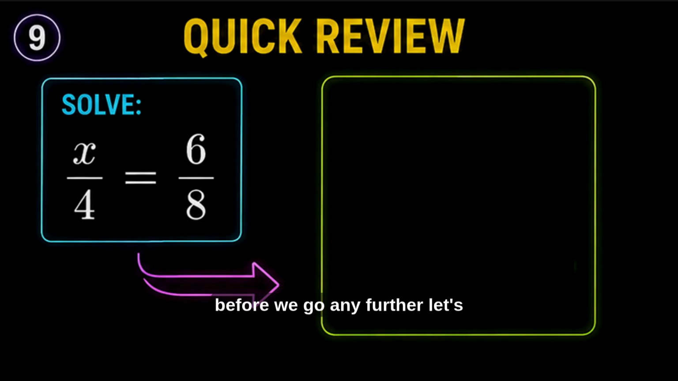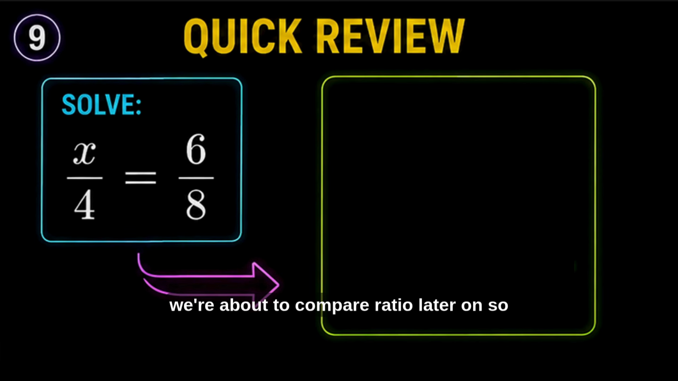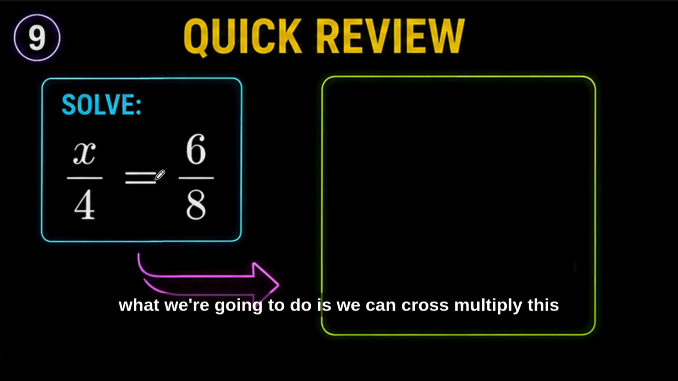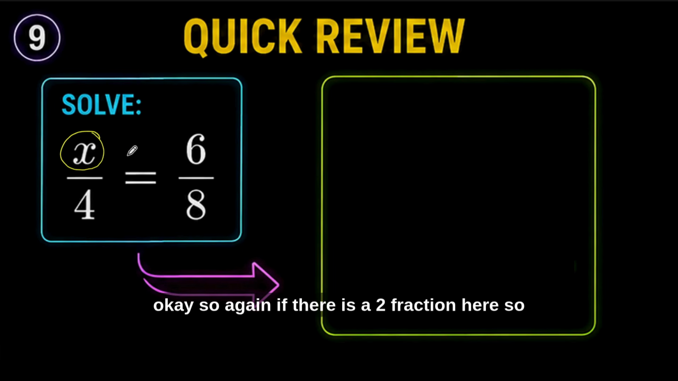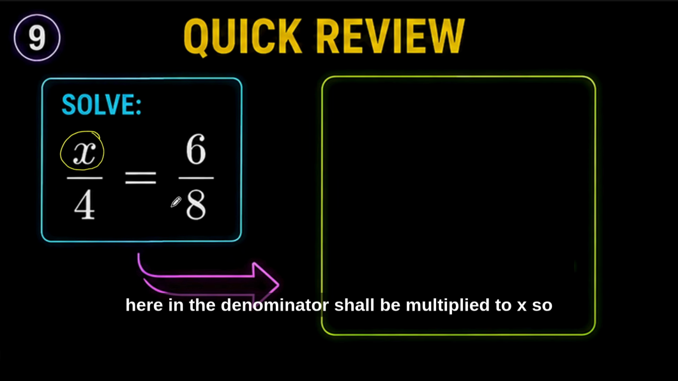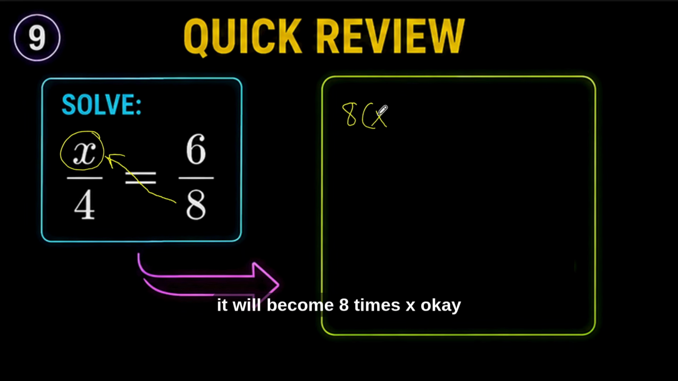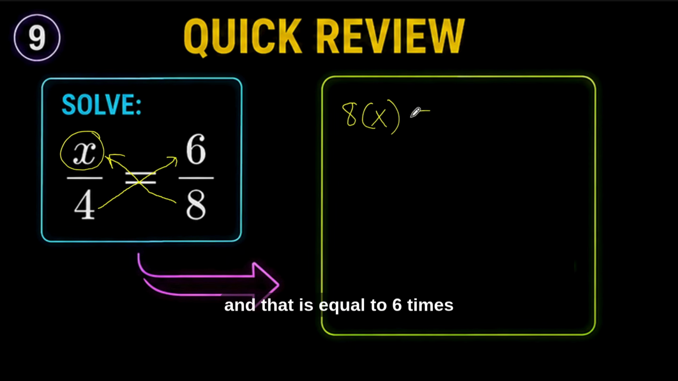Okay, before we go any further, let's make sure that we have one small mathematical skill ready because we're about to compare ratios later on. So suppose we have x over 4 equals 6 over 8. We can cross multiply this to find x. If there are two fractions here, what you can do is cross multiply. The 8 here in the denominator shall be multiplied to x, so it will become 8 times x. And the 4 here in the denominator shall be multiplied to 6, and that is equal to 6 times 4.